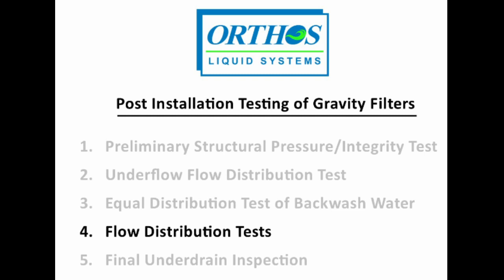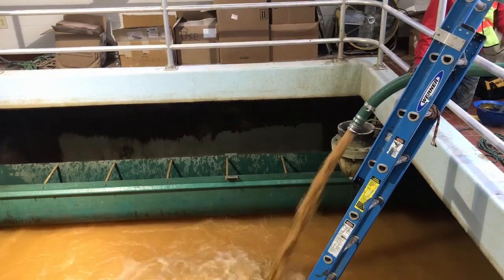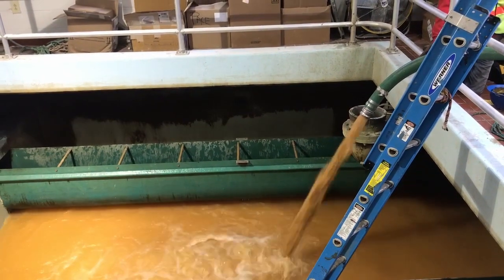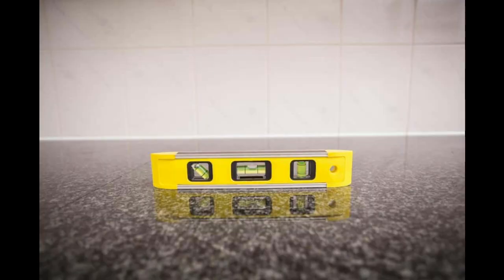Secondly, the flow distribution tests for sand, anthracite, and GAC. After the structural and air-water distribution tests are successfully demonstrated, media may be placed into the filter per AWWA guidelines. After each type of media is installed and at least 3 backwash cycles are performed on that media layer, drain the water to below the media surface. We want to assess the levelness of the media surface, which should be extremely level and smooth as glass.